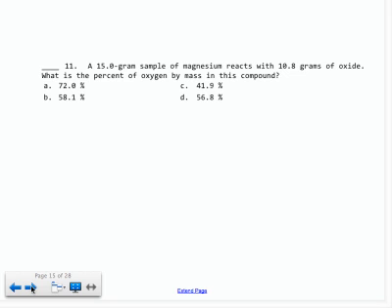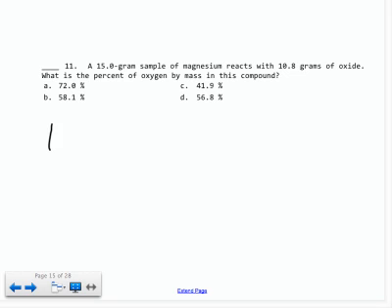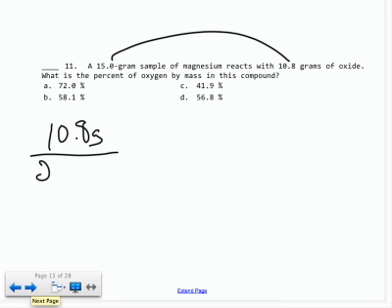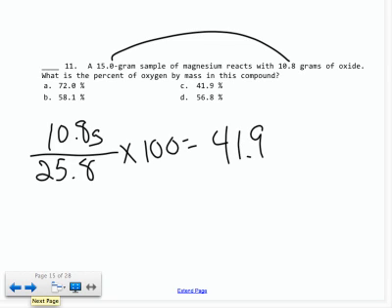If a 15-gram sample of magnesium reacts with 10.8 grams of oxygen, what is the percent of oxygen by mass in this compound? Well, the element is oxygen, 10.8 grams. The total mass of the compound, you have to combine these two numbers, so you get 25.8, times 100. And when you do that out, it comes out to 41.9%. So your answer is C.